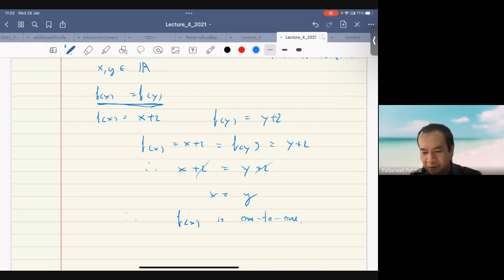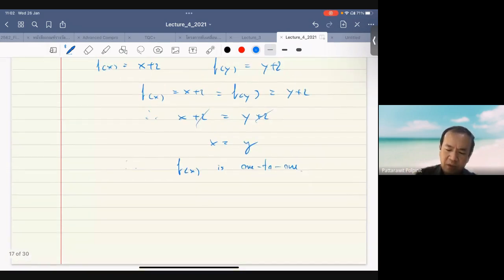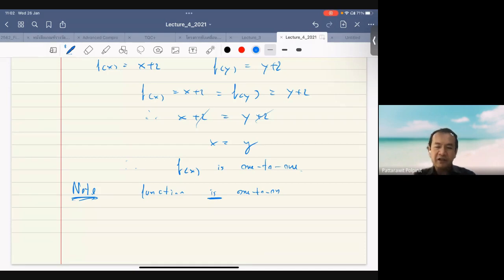A little bit longer, okay, but necessary. Okay. Note a little bit to show that a function is one to one, right? You cannot give an example, okay.